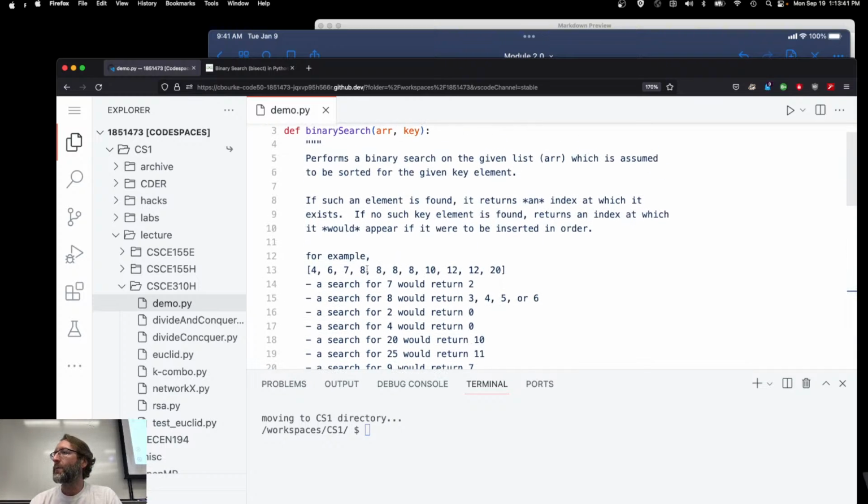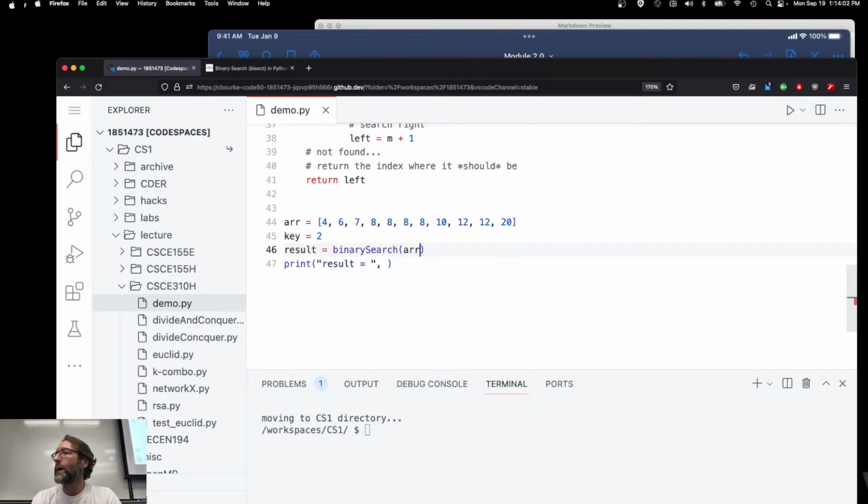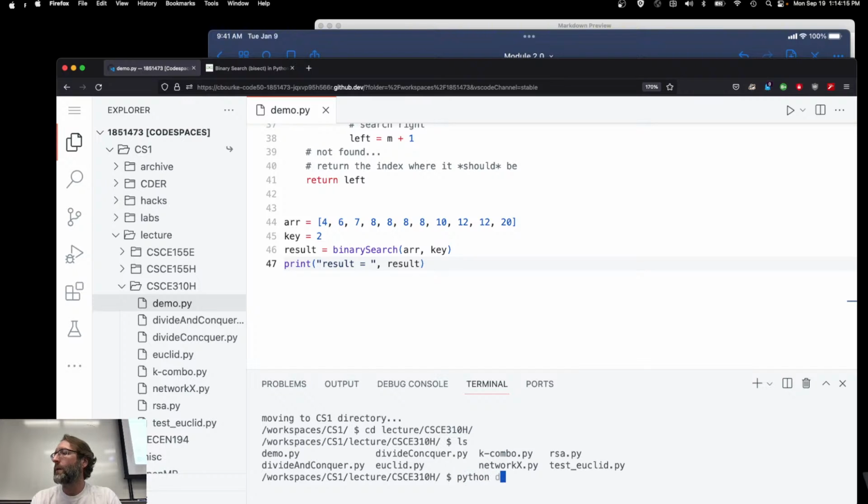With our last 7 minutes here, let's test this. I'm not going to set up a full unit test here because that would take too long. Instead, let's just go ahead and say that this is our array. Right? And let's say that our key is, I don't know, 2. And then we'll print result is equal to the result of binary search of array, key, and let's output it. Python demo.